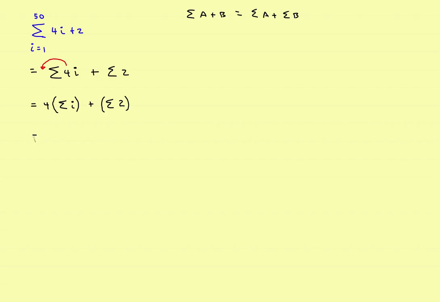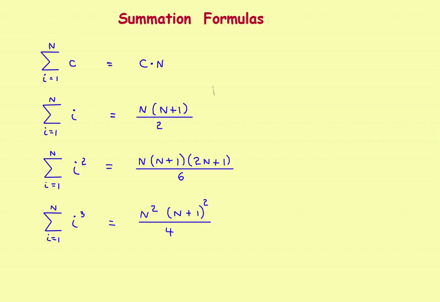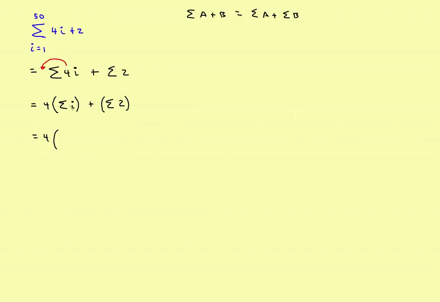Now once you've got them down to here, go ahead and use your summation notation to change these from the I form into the N form. So let's look at the rules. You've got 4 times the summation of, and you can change this one into its N form. So the summation of I is N times N plus 1 divided by 2. So with that in mind, let's do this. This will change into N times N plus 1 divided by 2.